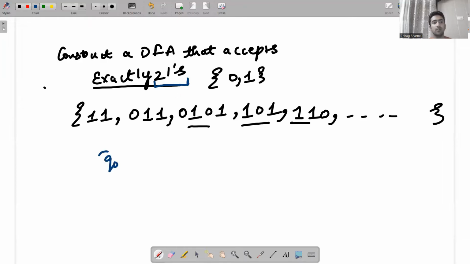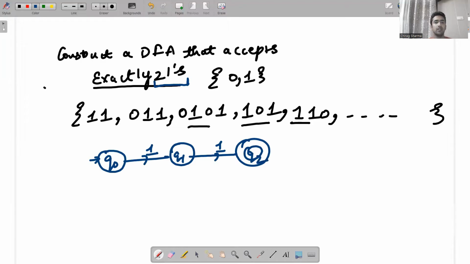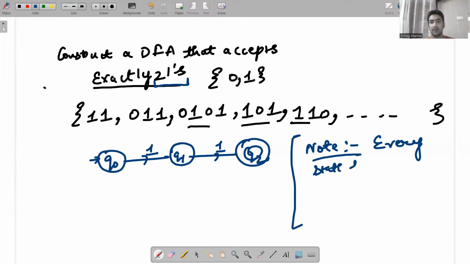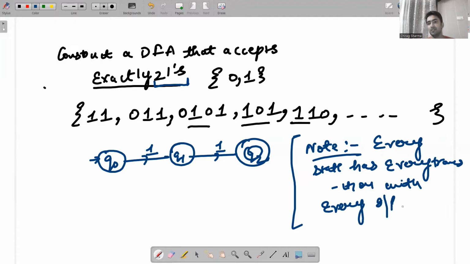So create Q0, 1, Q1, 1, and Q2. Now let's understand the important definition of DFA. The important definition, or you can put a note also, is that every state must have a transition with every input symbol.